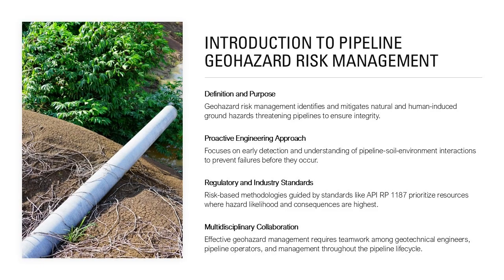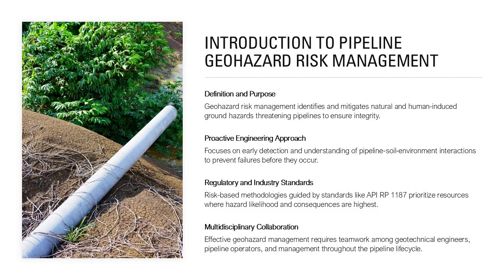The objective of geohazard risk management is to reduce the likelihood and consequences of pipeline failure by integrating geotechnical engineering, integrity management, monitoring technologies, and operational decision-making into a unified framework. From an engineering perspective, it emphasizes proactive identification of threats rather than reactive response to failures. This involves understanding the interaction between the pipeline, the surrounding soil or rock mass, and external environmental forces.